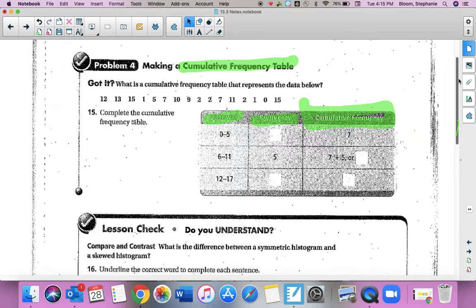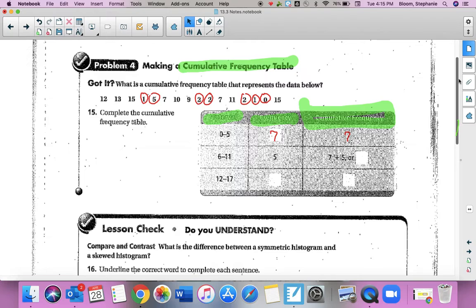Okay, so we start at 0. I see a 0. I see a 1. I see a 2. No 3s, no 4s, and there's a 5. So that looks like it occurred 7 times. Okay, so I go over here and I put a 7.